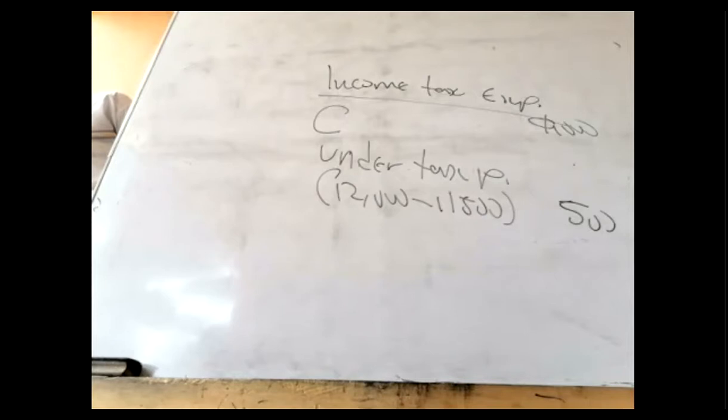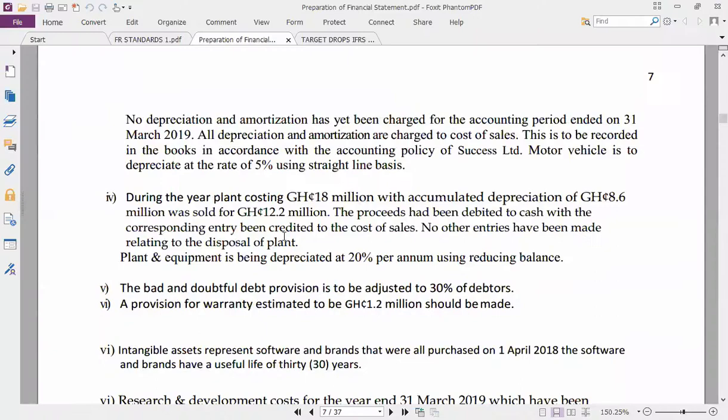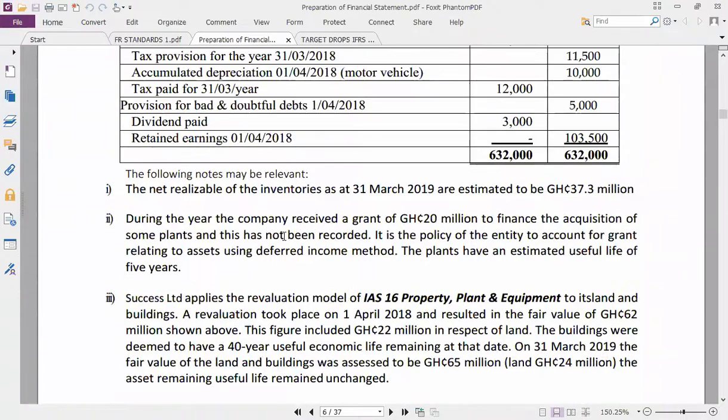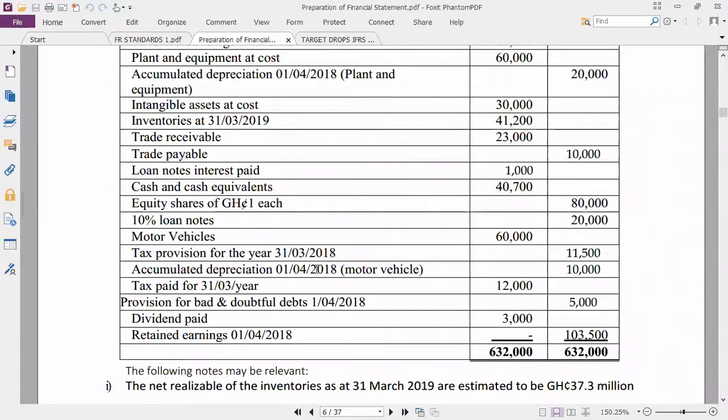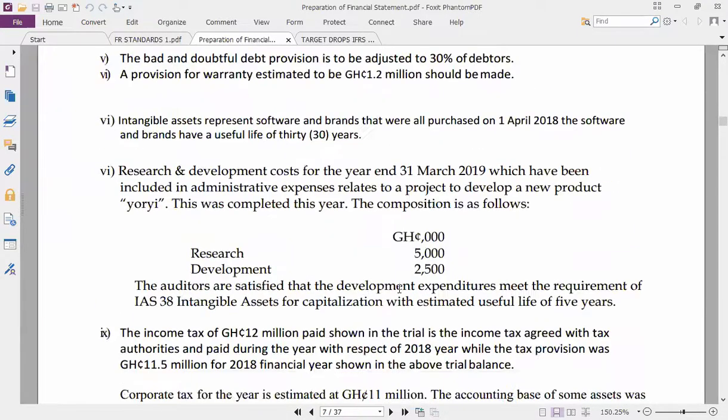If you check the trial balance carefully, this figure must be in the trial balance. This 12,000 and 11,500 must be in the trial balance. Let's check. You can see tax paid, 12,000 there. And then tax provision is also there, 11,500, right? So that's good. In events where these figures are not on a trial balance, that means you need to top it up. You need to add it to your liability. Okay, let's continue reading from the footnote.